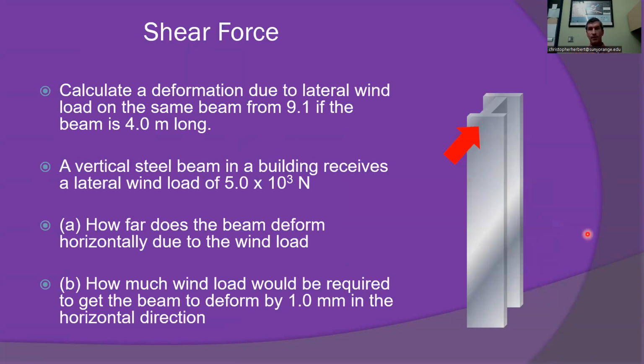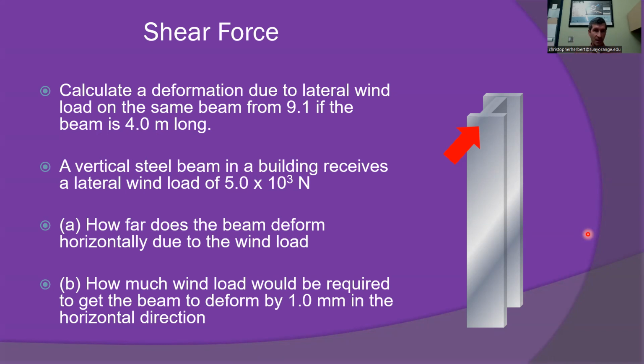Okay, so let's do a calculation of that I-beam again. If we think about this, the wind load on a building may cause these I-beams to bend a little bit, and this bending motion does create tension and compression in there, but they also create sort of a shearing motion of this. So calculate the deformation due to lateral wind load on the same beam from the previous case.